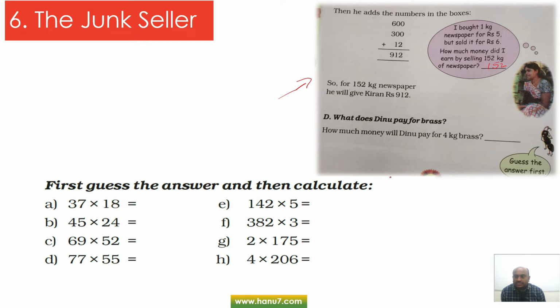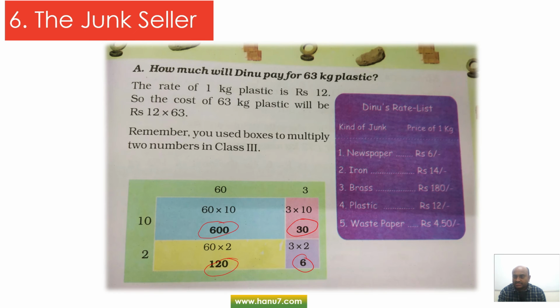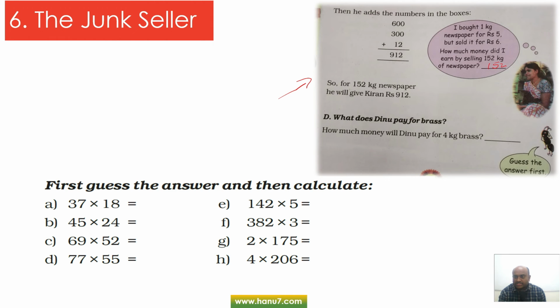So how much money will Dinu pay for 4 kg brass? So what is the brass rate? It is 180. Okay, so 180 into 4 you have to do here. So brass rate is 180 into 4.